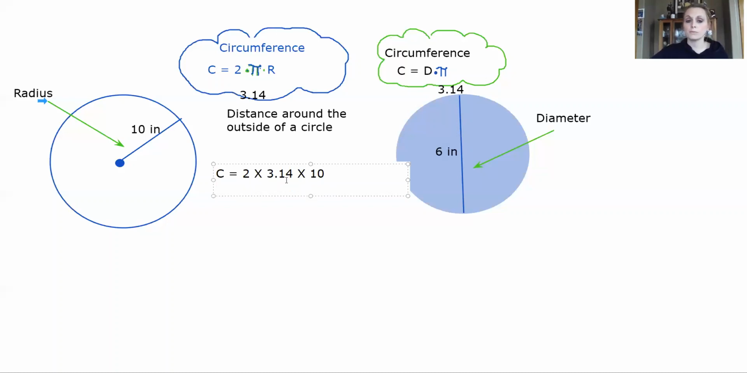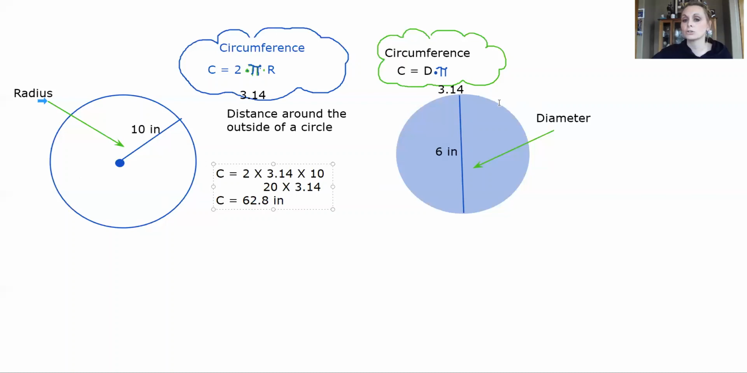2 times 3.14 times 10. I'm going to multiply 2 times 10, which is 20, times 3.14. Those are just easier numbers for me to do in my head quickly, which gives me my circumference as 62.8 inches. And that would be your circumference, the outside length of this circle.